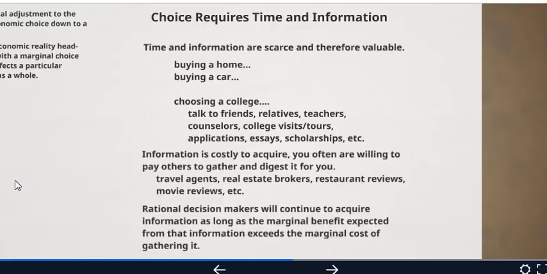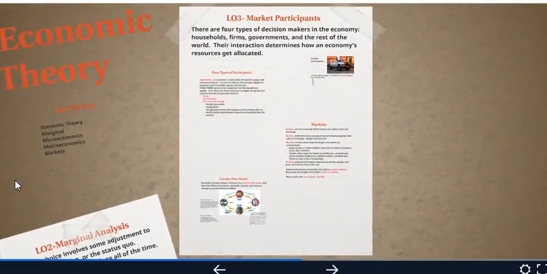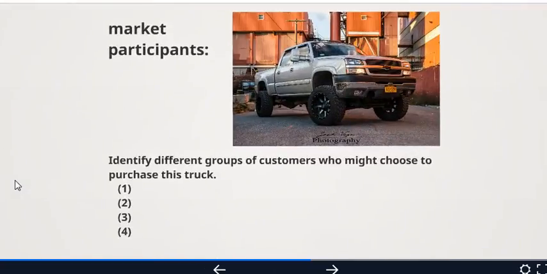And we already did that one. Cool. Okay, learning objective 3, market participants. So who's in the market? Who makes everything run? Who makes all the decisions? So there are 4 types of decision makers in the economy. We have households, firms, governments, and the rest of the world. Their interaction determines how an economy's resources get allocated.